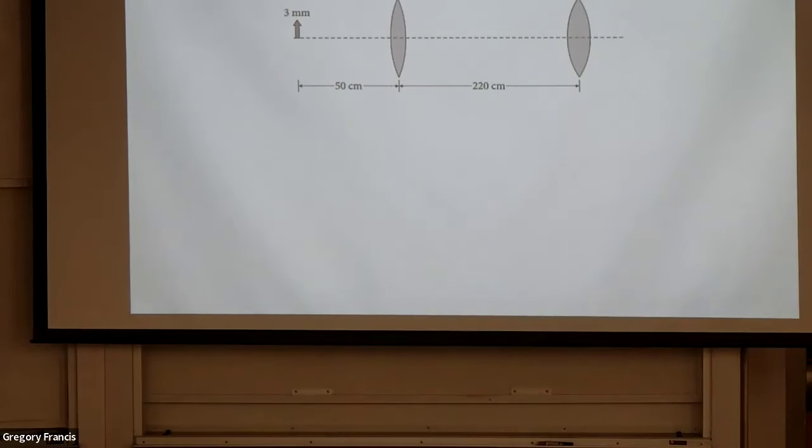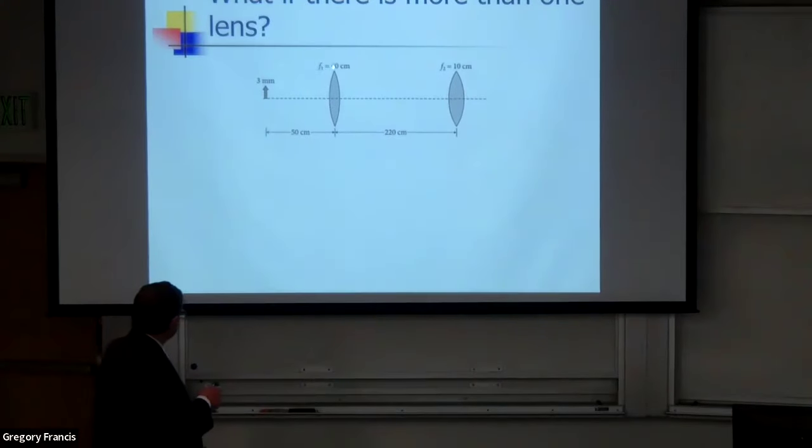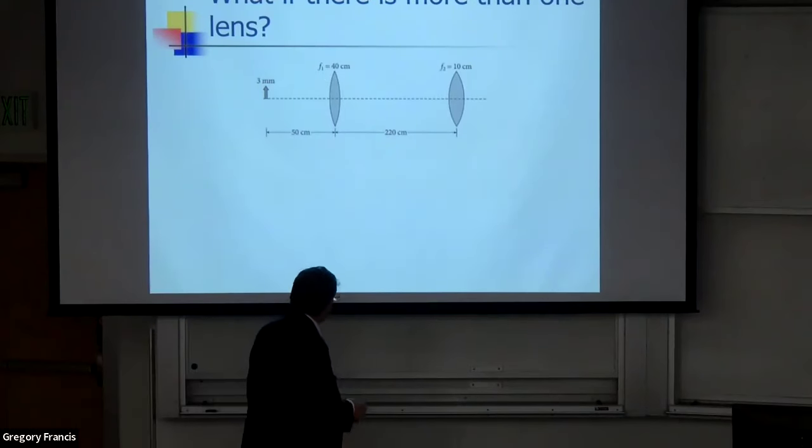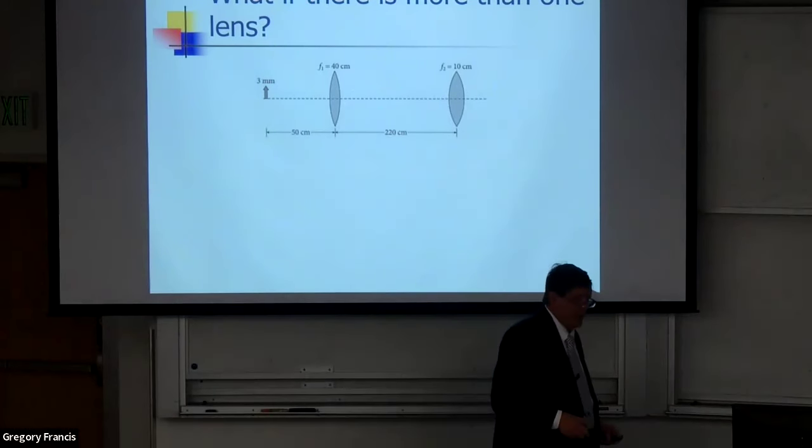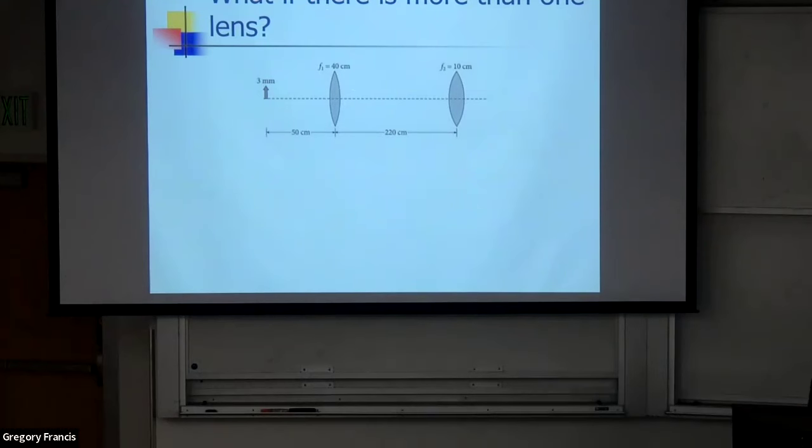Okay, this is a problem straight out of this week's homework that's due Friday. You've got 2 lenses, one that has a focal length of 40 centimeters and one that has a focal length of 10 centimeters. So quickly, calculate what the power of those 2 lenses are and tell your neighbor. What's the power of those 2 lenses?